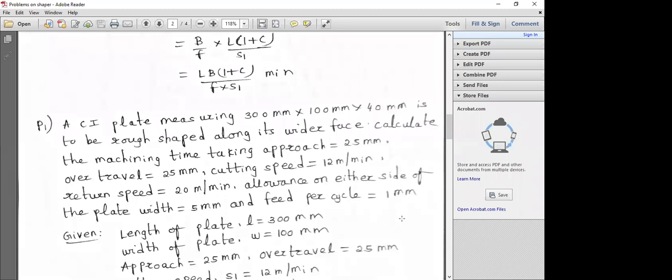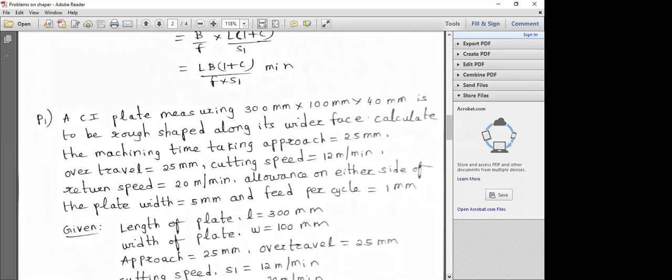And allowance, he has given an allowance. I already told you that the allowance we have to take into consideration. On either side of the plate, he has given an allowance of 5 mm. And what is the feed per cycle? F, as you have seen in the notation, is the feed per cycle. It is given as 1 mm. All that is very much necessary.